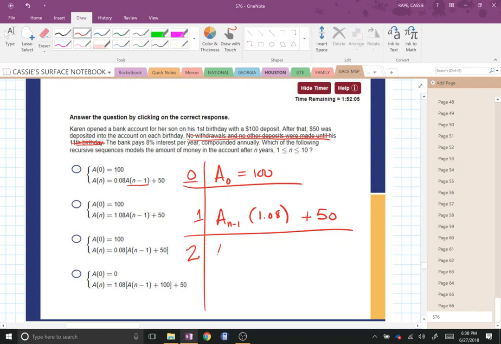So then at year 2, of course, you would take all of that. So it would be the amount of interest that he earned plus the original 100 plus the 50 plus the amount of interest that he earned on the 50. You could still do that by saying A sub n minus 1, all of that, times 1.08. And then on his birthday as a present, they add 50 again. So you can write A sub n as A sub n minus 1 times 1.08 plus 50. And they're writing it, of course, A of n minus 1 times 1.08 plus 50. And so that's answer B.